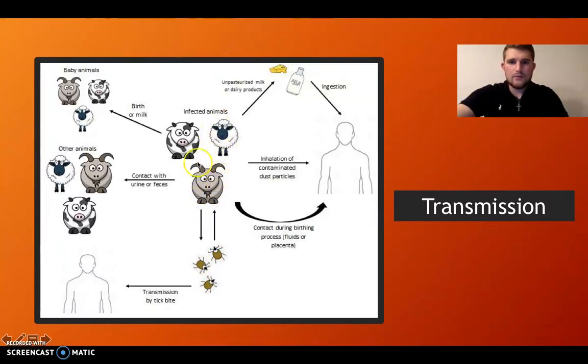And then through those infected animals, you can either get it through ingesting unpasteurized milk or dairy products, through contact with those birthing methods we talked about earlier, so the fluids or the placenta from the infected animal, or even just inhaling those contaminated dust particles.